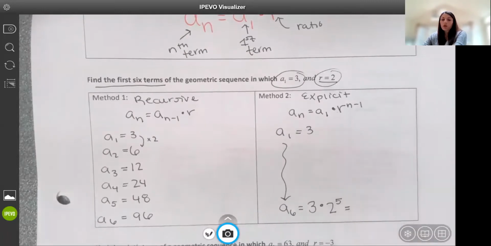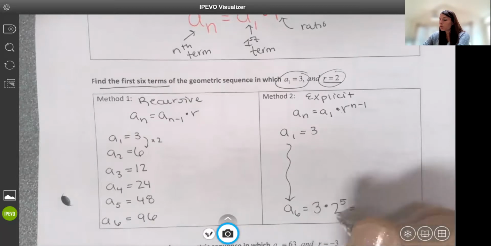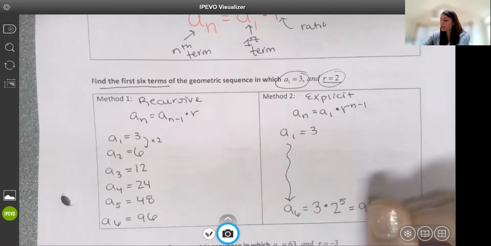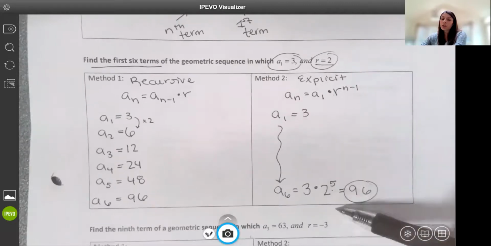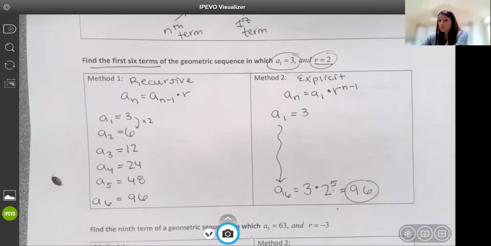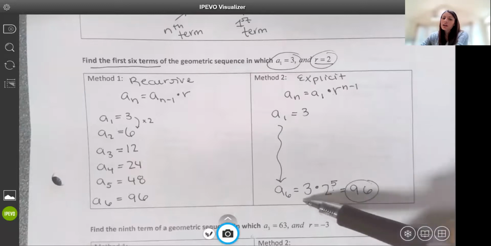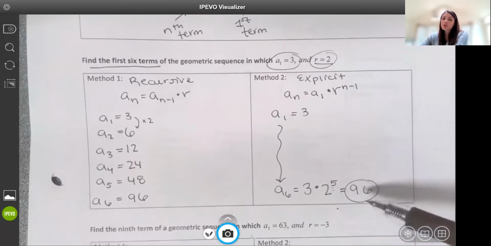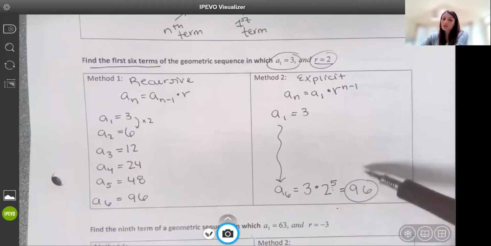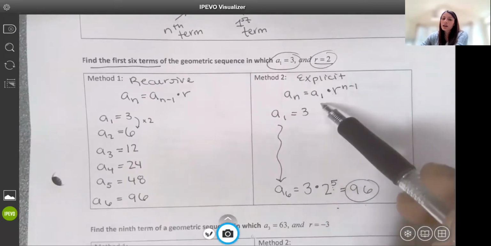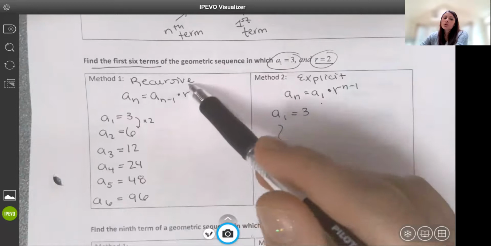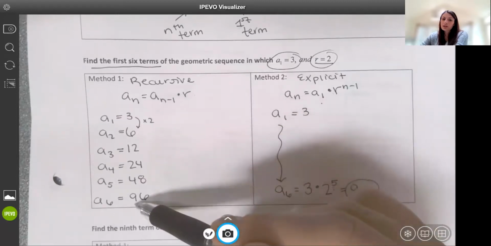And then you'll have access to calculators for this work. We do 3 times 2 to the 5th power, and we get 96. And I didn't need all the terms in between. I can go right from term 1 to term 6 to term 600, it doesn't really matter. I can keep using my explicit formula to find any term number there. So that's where this one's really nice, to jump to any term. Recursive is nicer if I just want to create more of a list.